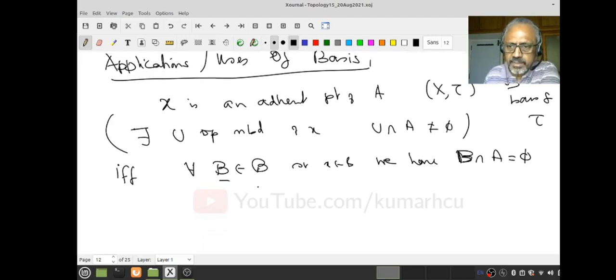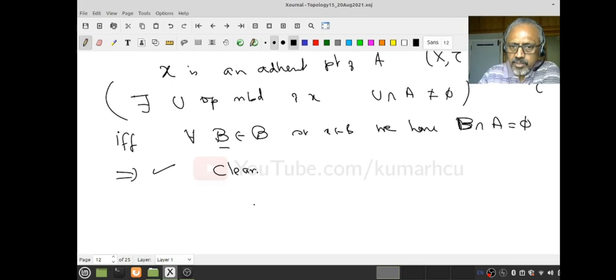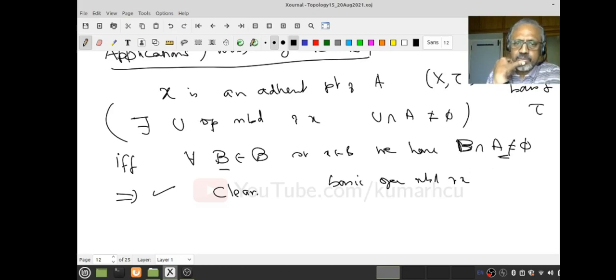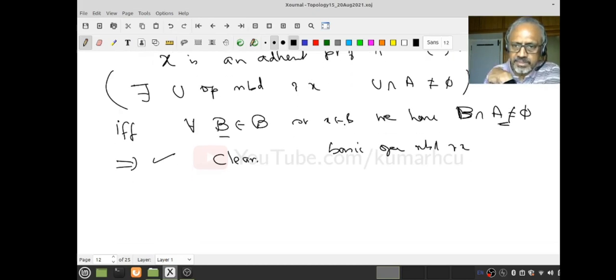Is that clear? One way is clear. If x is an adherent point, and I take any B which contains x, then B is an open set, right? And B is an open neighborhood of x, therefore B intersection A is non-empty. So this way is clear. Now I have to prove the other way around. What is the other way around? Assume that whenever a basic open neighborhood of x is taken, it intersects A. Then I want to show any open neighborhood of x also intersects A. But that's very easy. Why?